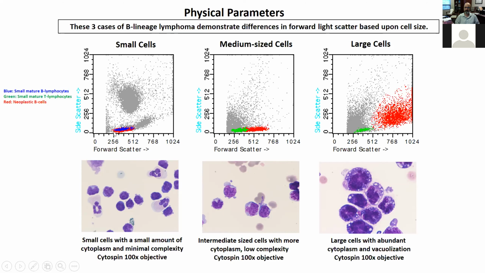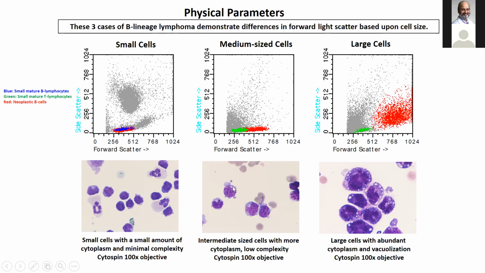We can see that they sit toward the origin on this forward light scatter axis. Forward light scatter is based predominantly on cell size. The larger a cell is, the further along the axis the cell will travel. Here, these are small cells on the cytospin, and you can see that they do not travel very far along the forward light scatter axis either. If we move over to the second case, again using our mature red blood cells as a reference, these cells here are larger than the cells we saw over here. They're kind of medium sized.